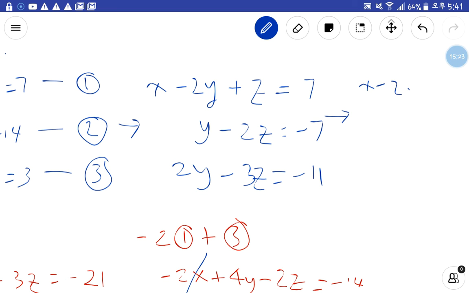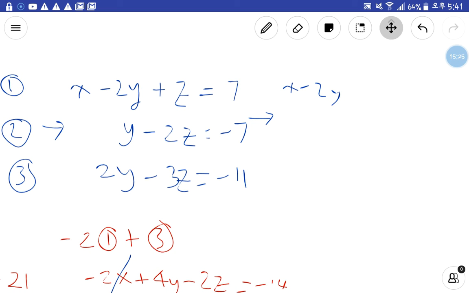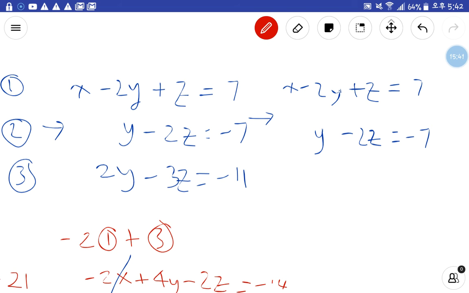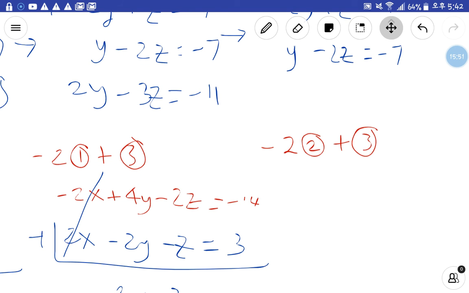So I just write down everything here. I don't change anything in the first and second one. Now what? Now my step would be this. I'm going to still label them as 1, 2, 3. So I'm going to times negative 2 with 2 and add to 3 so that I can cancel out my 2y. That would be negative 2y plus 4y equal 14, right?